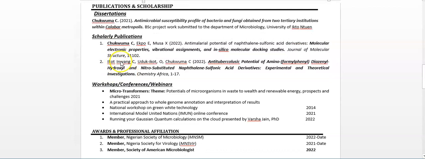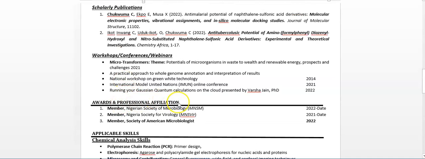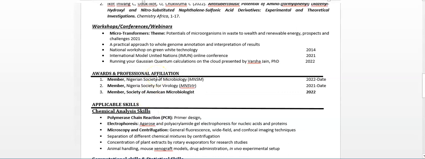The next part of the CV would be awards and professional affiliations. Where you don't have awards, just list your professional affiliations. It's always important. Your departmental associations, please list them down here. Then following that would be your applicable skills. The applicable skills are divided into four. It's important you divide it that way. That would announce your skills properly.